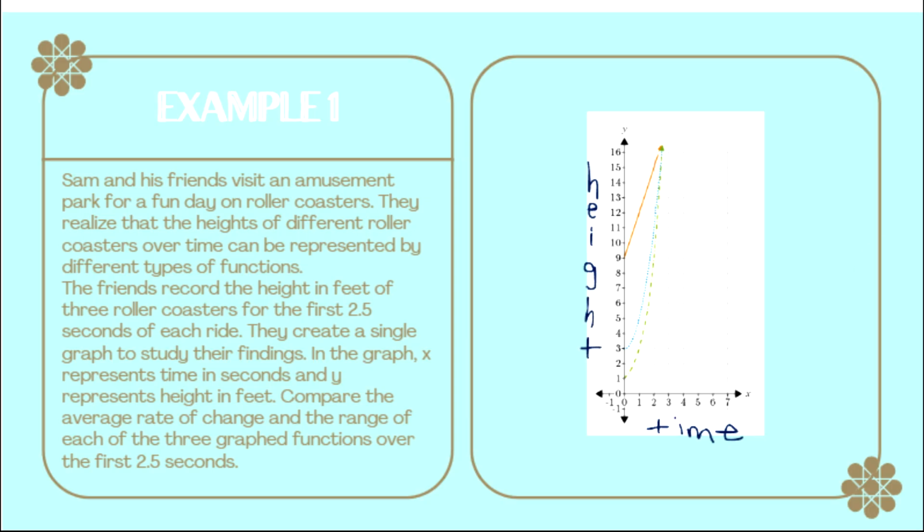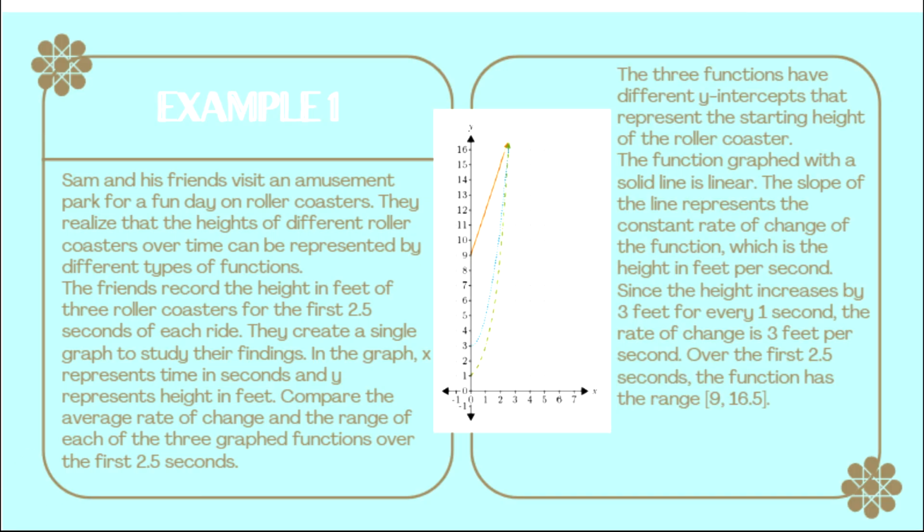G-H-T. Compare the average rate of change, so that's the slope, and the range of each of the 3 graphed functions over the first 2.5 seconds. So we have domain and range. Range is the y-axis, okay? And let's walk through this.